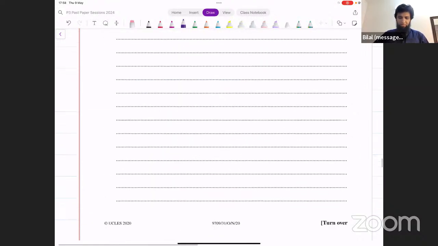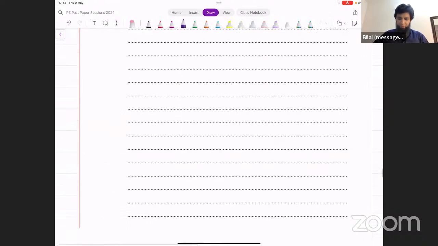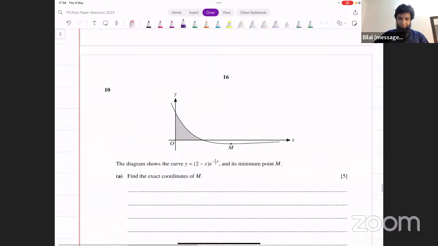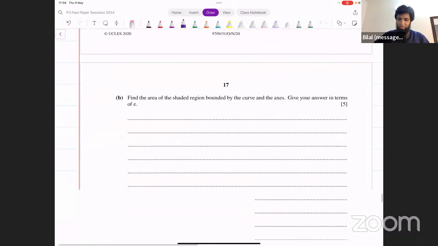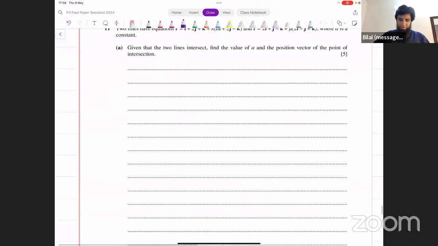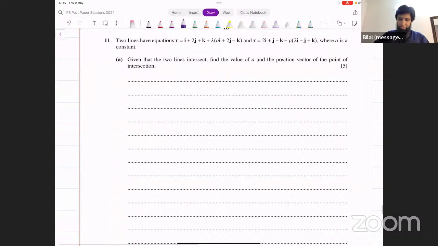That was, again, a fairly straightforward problem. Then you have partial fractions, binomial. Then you have this integration. You have to use integration by parts here. And the second part, I think, is for finding the area. And the first part is just differentiation. Use the product rule here. Again, not that difficult. Question number 11, these lines intersect.